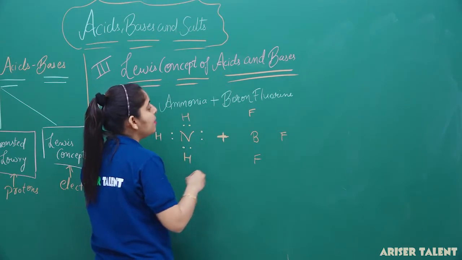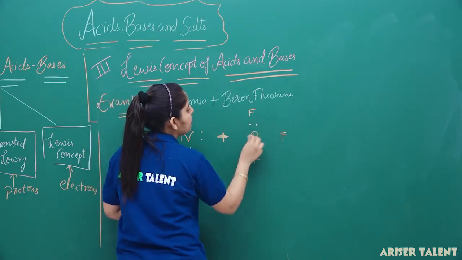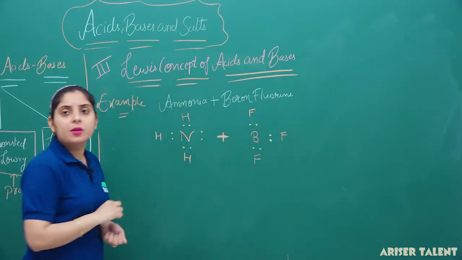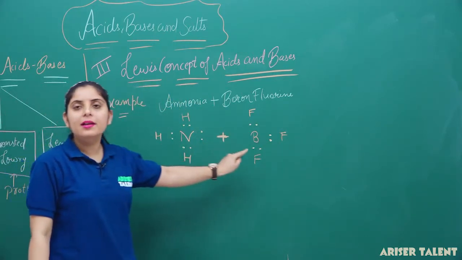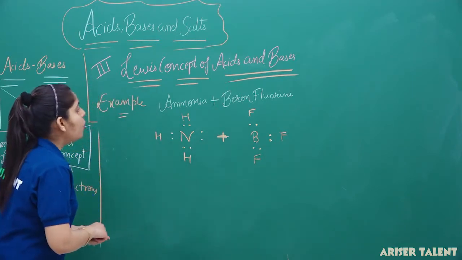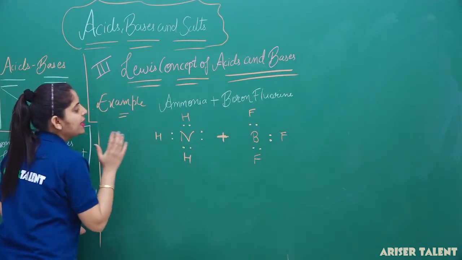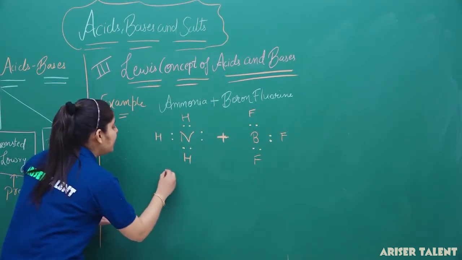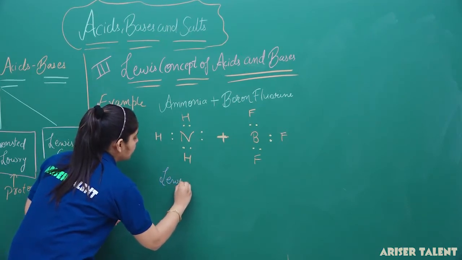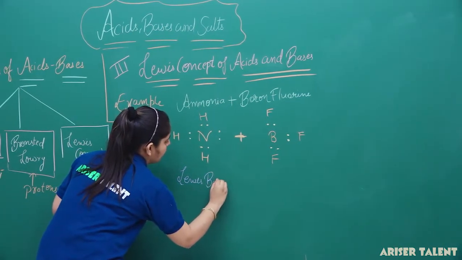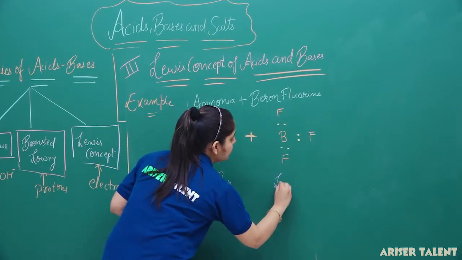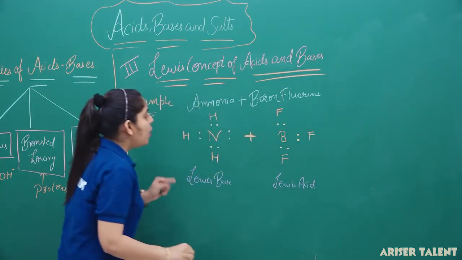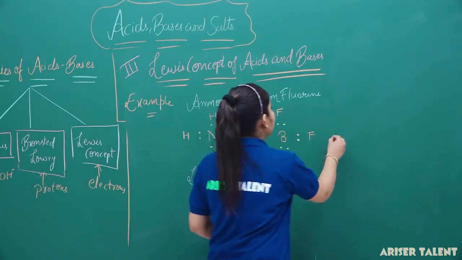Now what will happen here? I am again representing the number of electrons here. This is the ammonia molecule and this is the BF3 molecule. Now the ammonia molecule will act as a Lewis base and this will act as a Lewis acid. So this is basically the Lewis base and this will act as a Lewis acid.